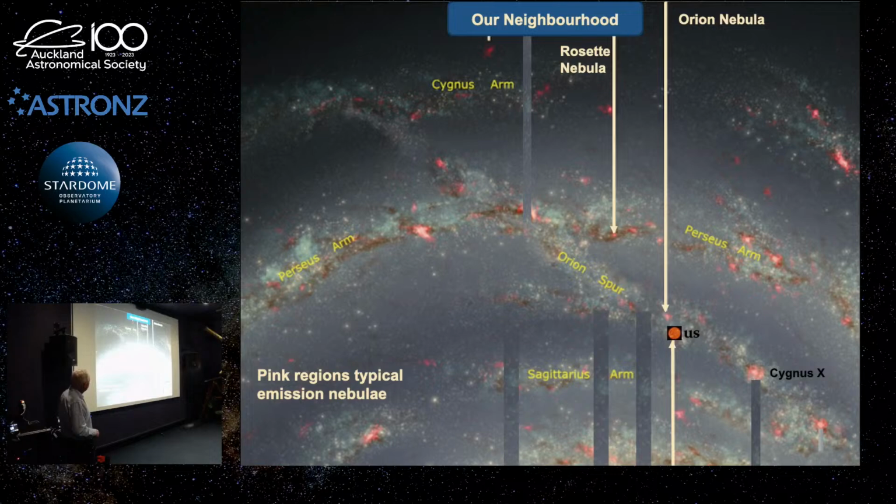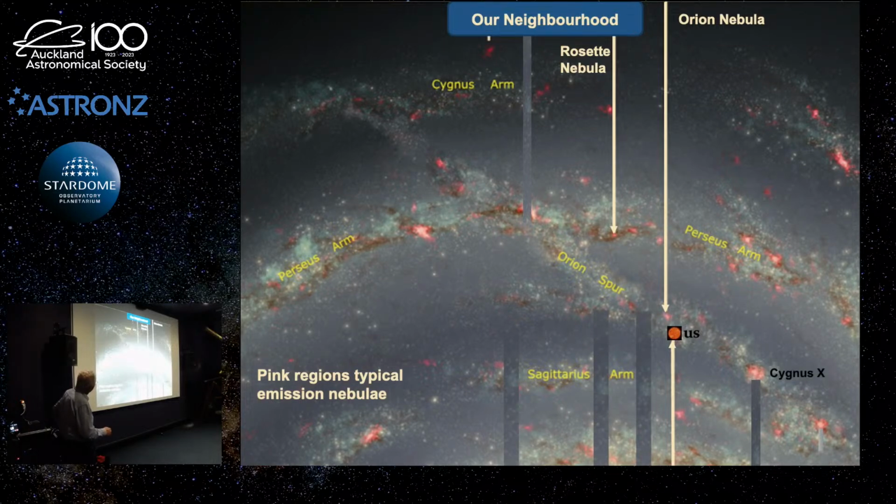Now, this is just zooming in on our region here. Let's orientate ourselves. There's the Perseus arm up there. Here's your Sagittarius arm along here. And here's the Orion spur. And here we are sitting just on the inner edge, halfway along that spur, and that's us here.